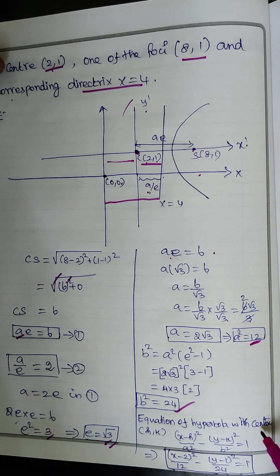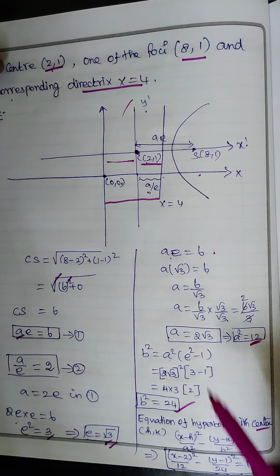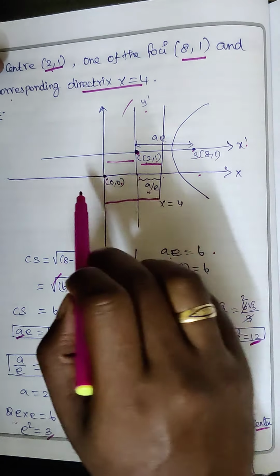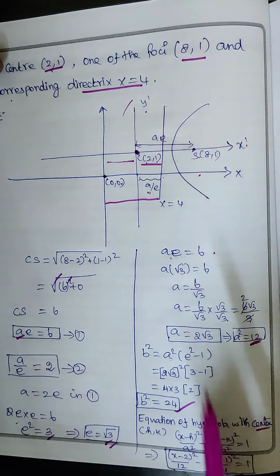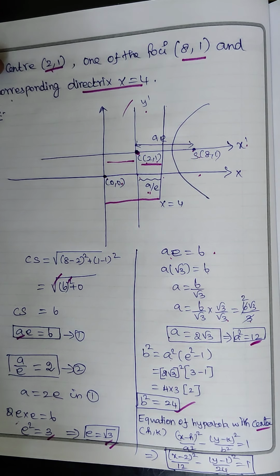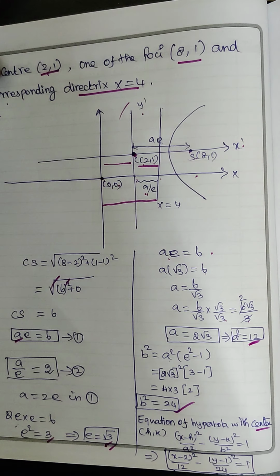So we already know the formula. Equation of hyperbola with the center h comma k given: x minus h the whole square by a square minus y minus k the whole square by b square. Here the transverse axis is parallel to the x axis. That's why we have to use this formula. x minus h the whole square by a square minus y minus k the whole square by b square is equal to what? 1.